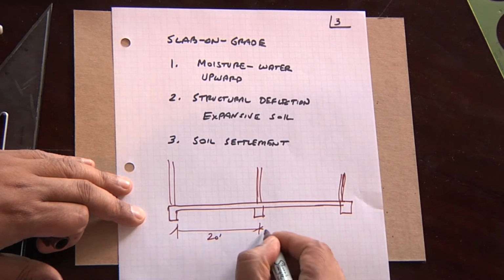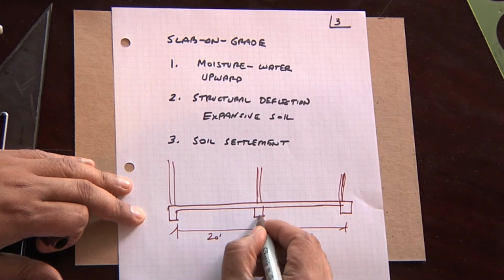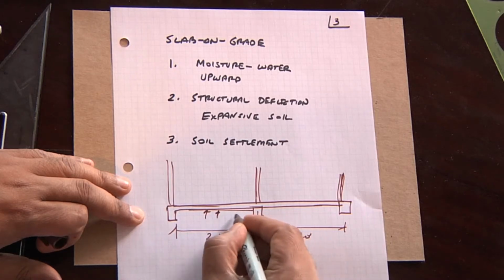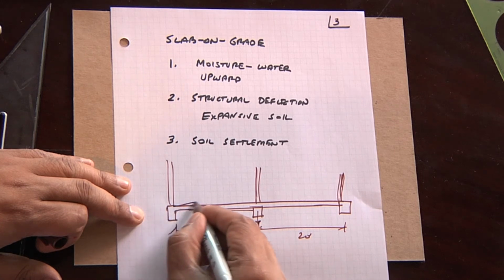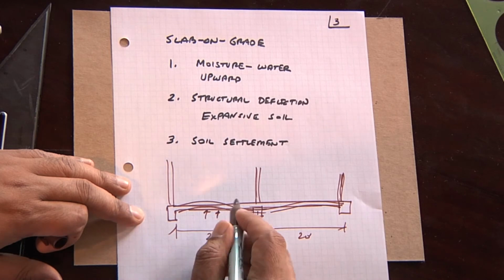Let's say that this is 20 feet, this is 20 feet. A modest amount of movement at one of these points will cause that slab to crack. And of course, if you have upward pressure, soil expansiveness, it'll cause the slab to go into some sort of curvature mode, which will cause it to crack.